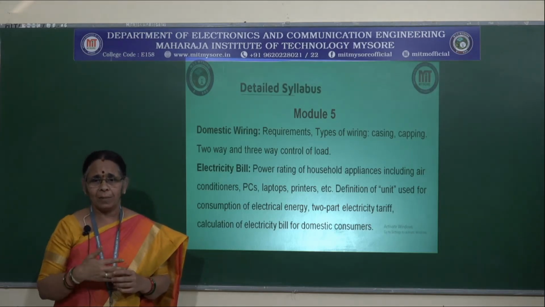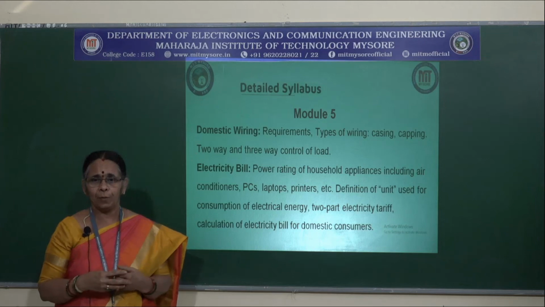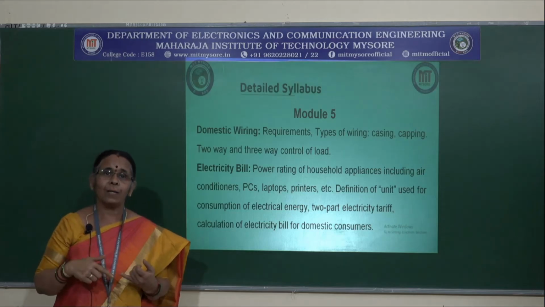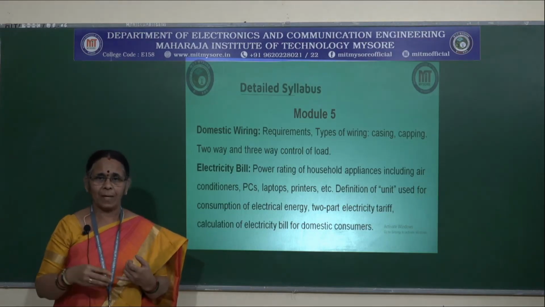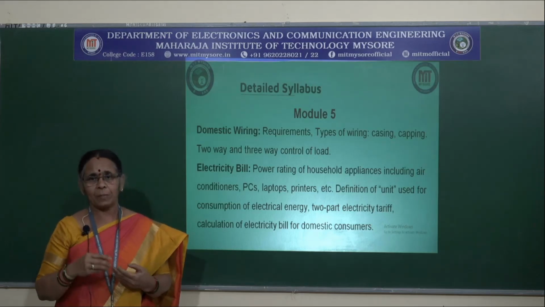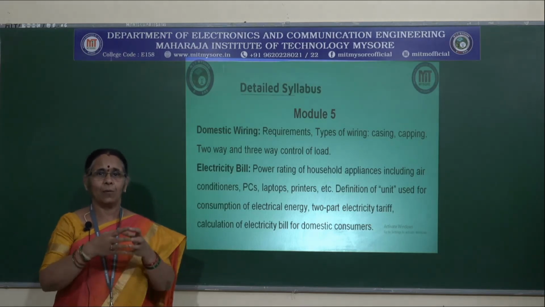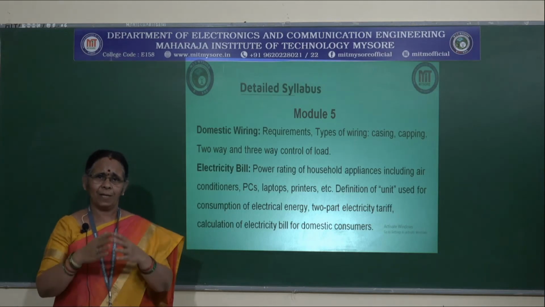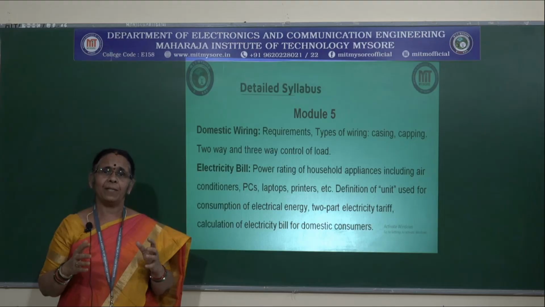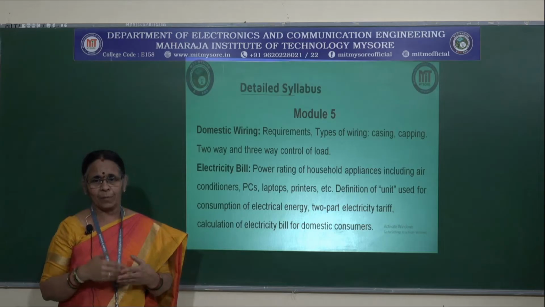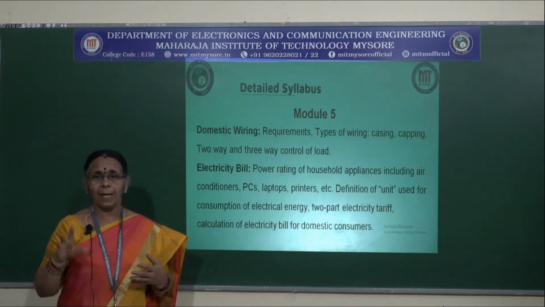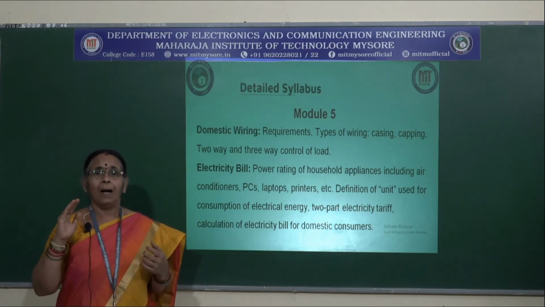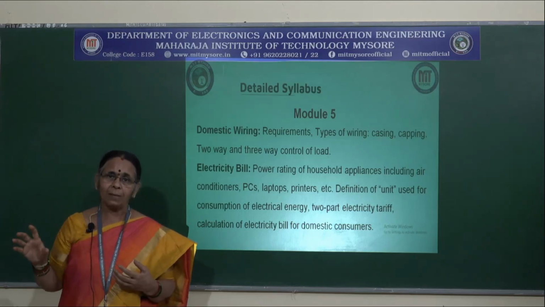Then coming to the electricity bill, which is the most important aspect, everybody needs to know about that. What is the power rating of household appliances, if I say air conditioner, personal computers, laptops, printers, etc.? Maybe you are using washing machines, mixer grinder, fridge, whatever appliances you have, for everything, what is the power requirement? So power rating is most important. Based on that you will be sanctioned a particular load, and based on how much you have consumed per month, you will be charged.